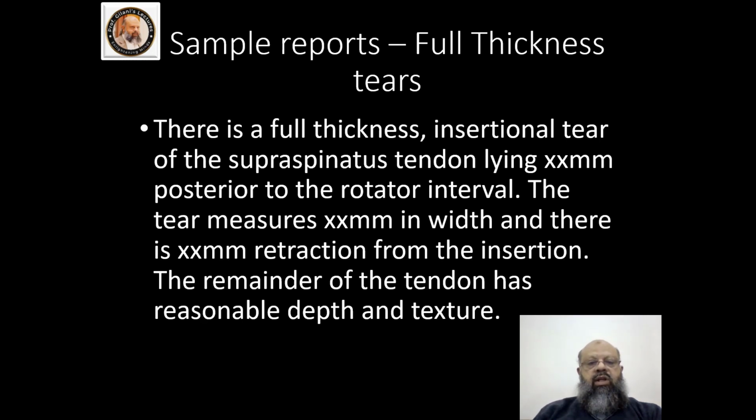If we get a full thickness tear, the sample report will be: we can say that there is a full thickness insertional tear of the supraspinatus tendon lying ABC or XX millimeters posterior to the rotator interval. The tear measures XX millimeters, mentioning the size in width, and there is XX millimeters of retraction from the insertion. So we will measure the retraction, the gap. The remainder of the tendon has reasonable depth and texture.